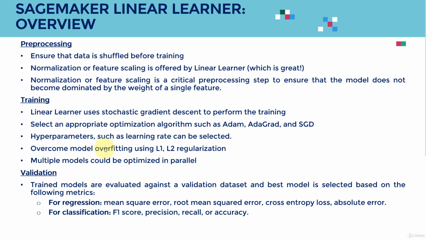Normalization or feature scaling are extremely critical processing steps to ensure that the model does not become dominated by the weight of a single feature. For example, let's assume that we wanted to predict the employee salary based on two features. One of them is the number of years of experience, which could be 1, 5, 10, 20, up to 30 years of experience. And I have another feature. For example, this feature might be the previous employee salary in a different company, which might be $50,000 or maybe $25,000 and so on.